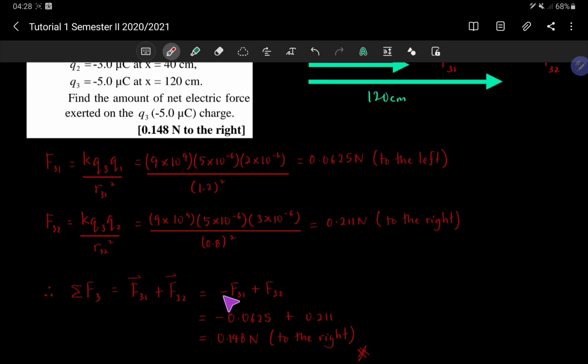So substitute the value of F31 we got before, 0.0625 newton, negative because it is directed to the left. And the F32 we got is 0.211 newton. Substitute here, it must be positive because it is directed to the right. And then total up the values, you will get the answer to be positive. What does it mean? It means that the resultant force is directed to the right. So this is the way we answer the question.